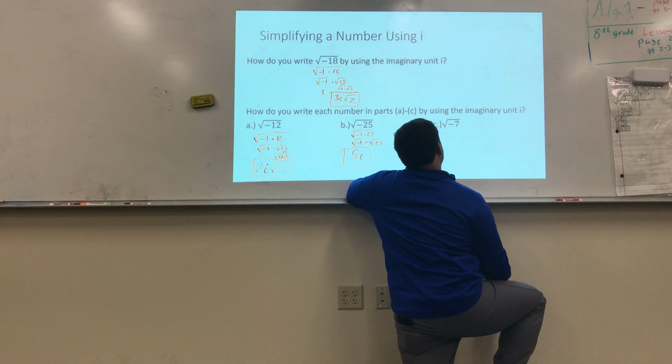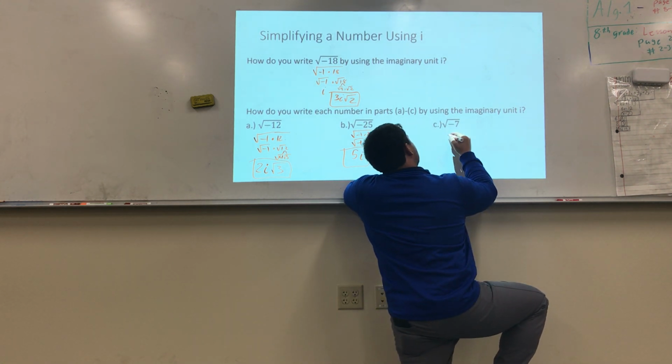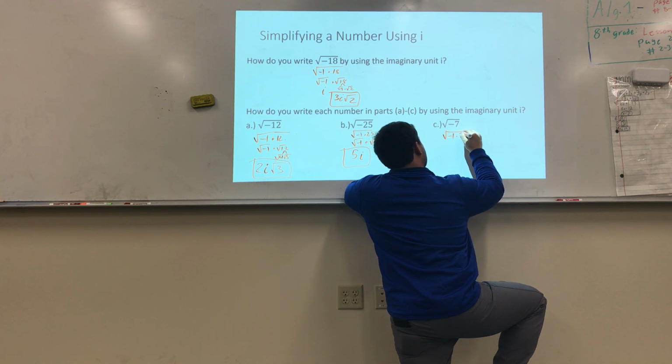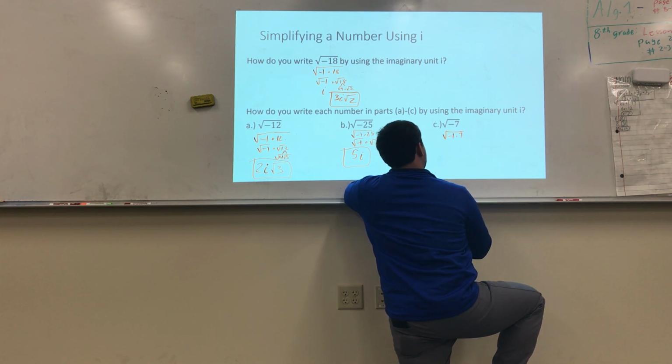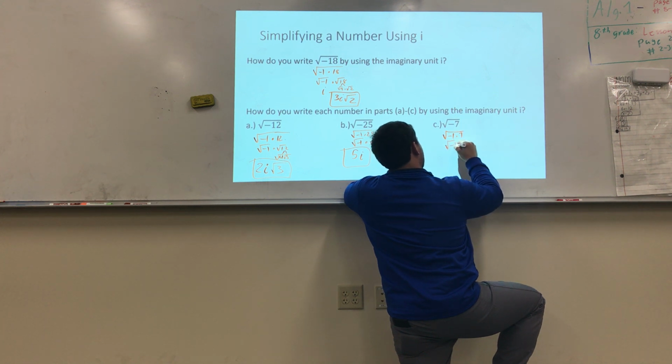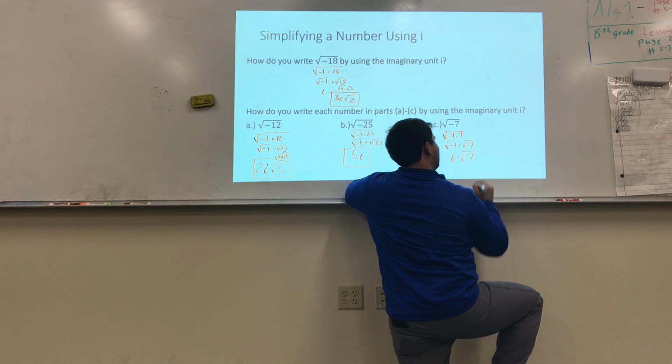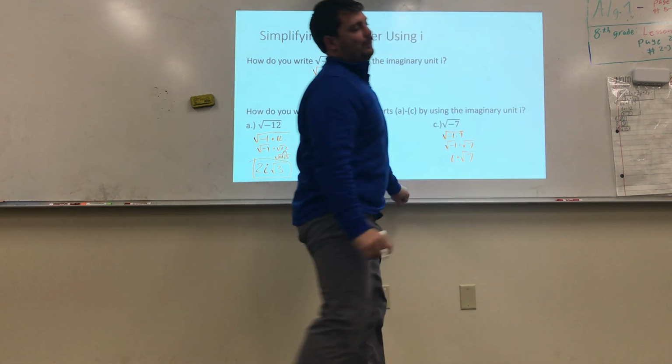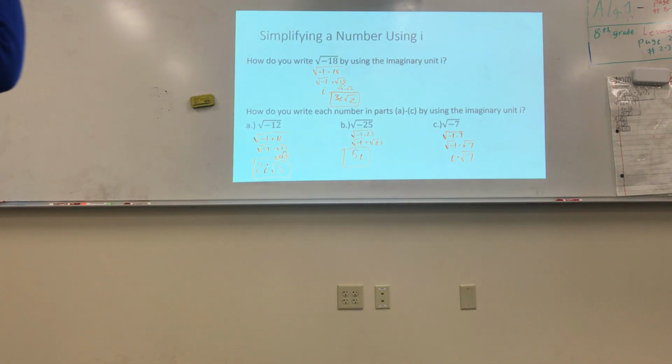Alright, we got C here. We got negative 7. You're going to have the square root of negative 1 times the square root of 7, which is going to give me i times the square root of 7, because from the square root of 7 I can't take anything out. Those are my answers for those.